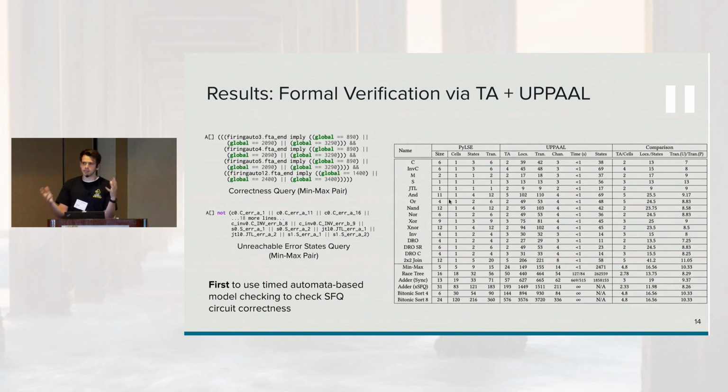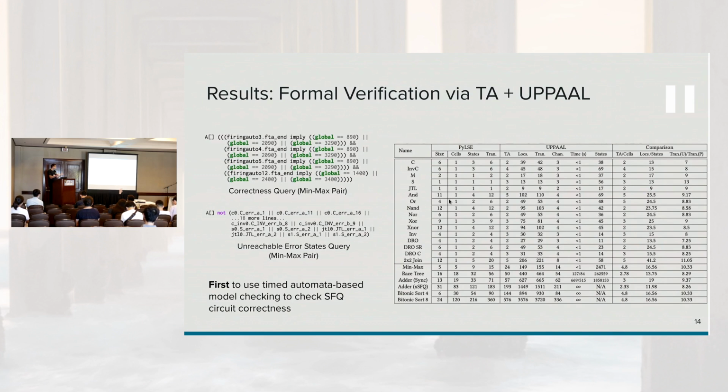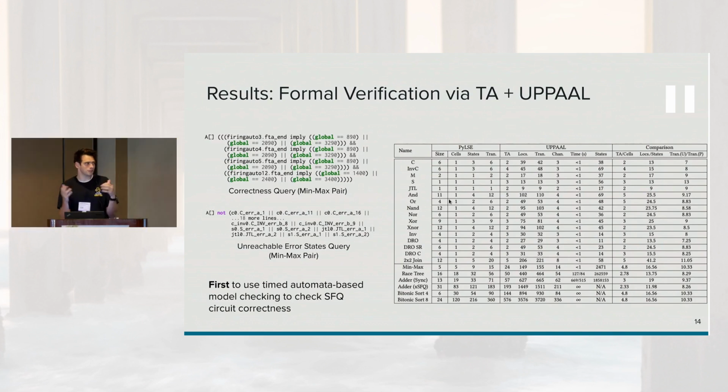And so if you're not familiar, Opal is a model checker for timed automata. It comes out of the universities of Uppsala and Aalborg in Sweden and Denmark. So it gives you a temporal logic to query a timed automaton. So what we did, I mean, we think we're the first to use timed automata-based model checking to check the correctness of superconducting circuits, which is totally sweet. But an example of that would be on the top left here.